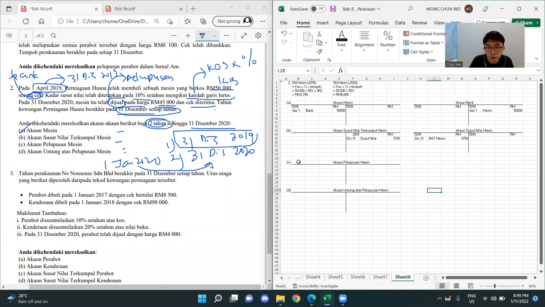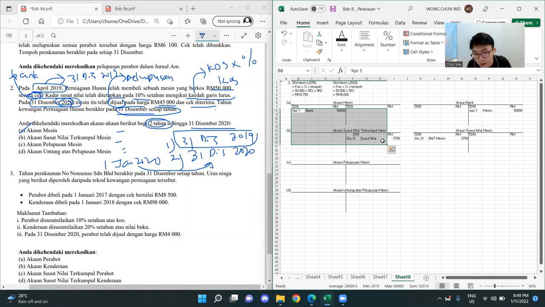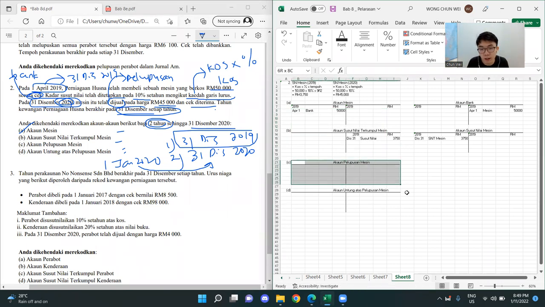Because do we have the record for this in 2019? The answer is no. Kenapa? Because bila yang kita jual pada 31st December 2020, the disposal is in 2020. Does it happen in 2019? No. So if it doesn't happen in 2019, maksud dalam 2019 kita tak ada pelupusan. When tak ada pelupusan, we don't have to buka account pelupusan dan untung atas pelupusan. Okay, so now we move on.